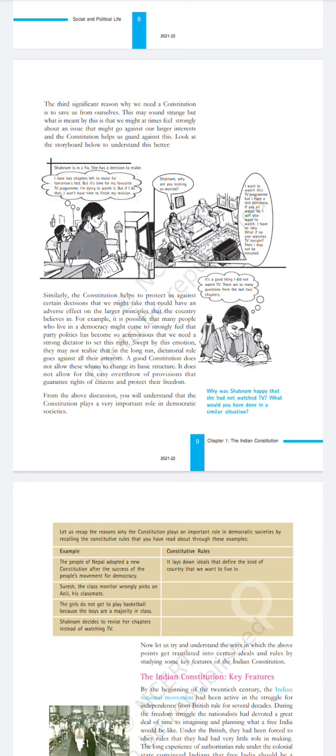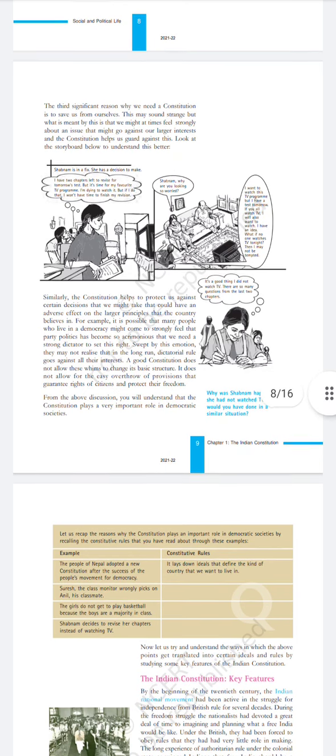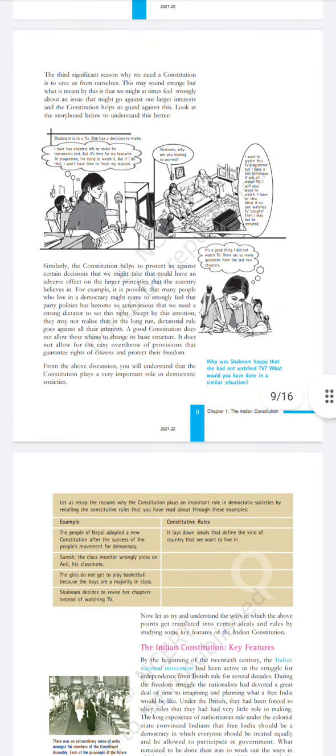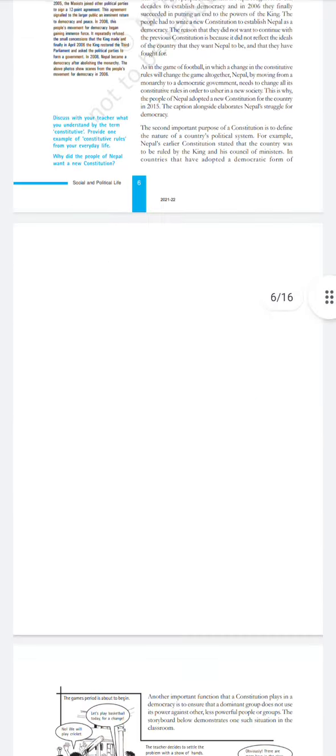From the above discussion, you will understand that the constitution plays a very important role in democratic societies. Why was Shabnam happy that she had not watched TV? What would you have done in a similar situation?